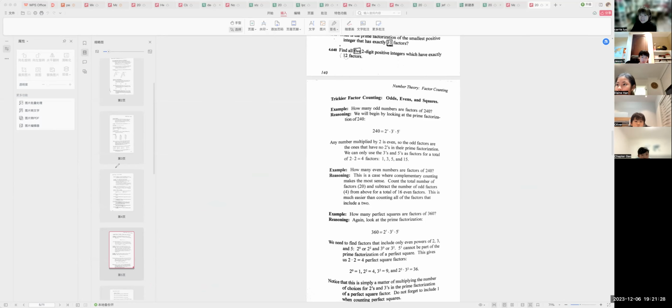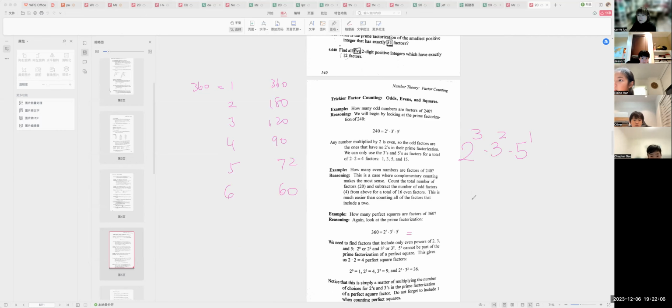Okay, so let's take a look at this one. How many perfect square factors are there for 360? If you list them, it is 1 and 360, 2 and 180, 3 and 120, 4 and 90, 5 and 72, and 6 and 60. There are a lot of them, right? But again, if we look at the prime factorization, it's going to be easy. 360 equals 2 to the power 3 times 3 to the power 2 times 5 to the power 1. We need to find a factor that includes only even powers of 2, 3, and 5.